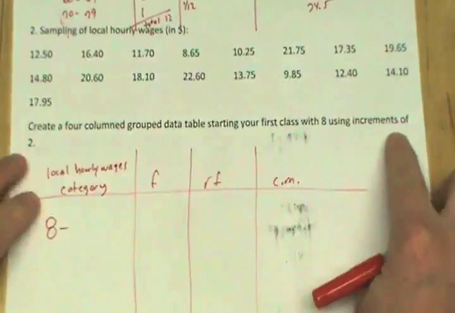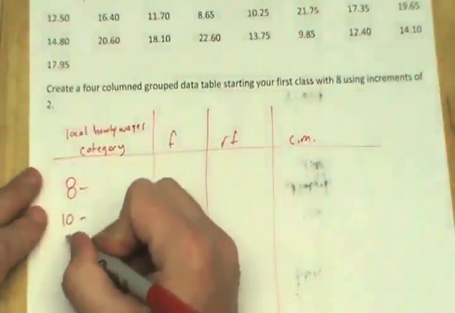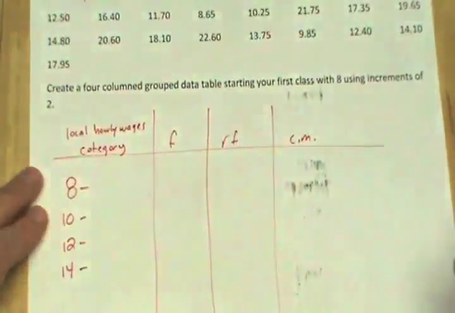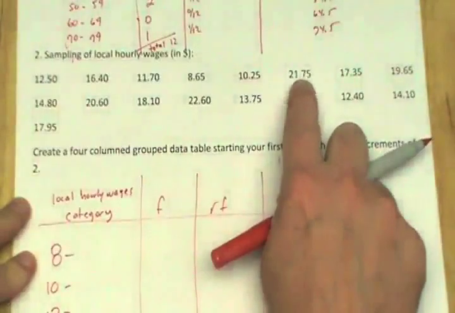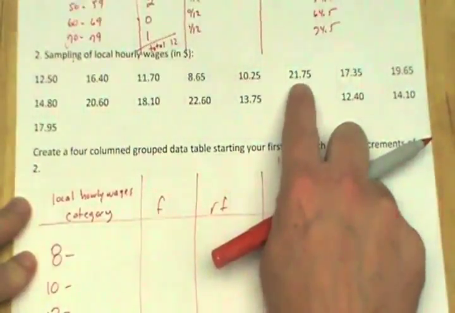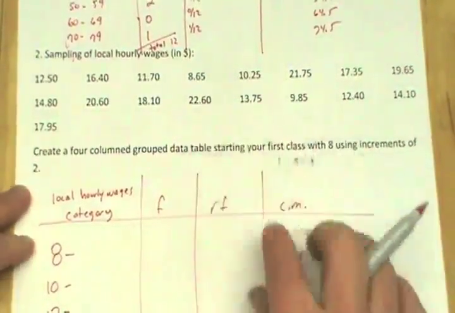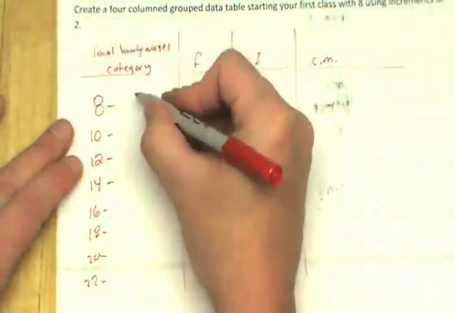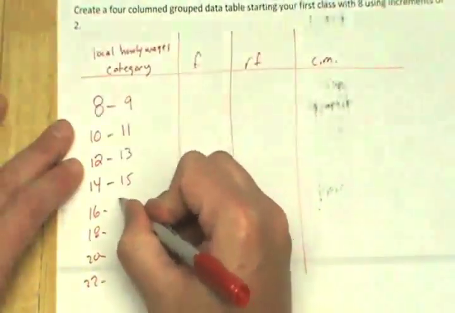So in going up in increments of 2, you're going to add 2 to 8, and 8 plus 2 is 10. Then add 2 to that is 12, and then 14. And we're going to go up as high as we need. If you look up here, the highest looks to be $21.75. Nope, I'm sorry, $22.60. So the highest is $22.60, so we better make sure that we get $22.60 in an interval. So we're going to have to go down a little bit: 16, 18, 20, 22. That should do us. Okay, and if this starts with 8, then this one ends with 9, and this one 11, and that, of course, also differs by 2. So this would be 13 and 15 and 17 and 19 and 21 and 23.